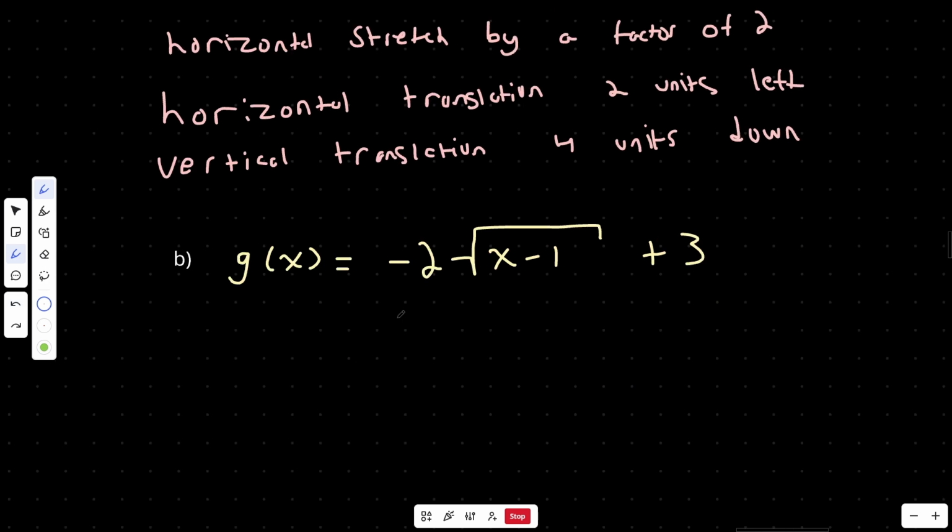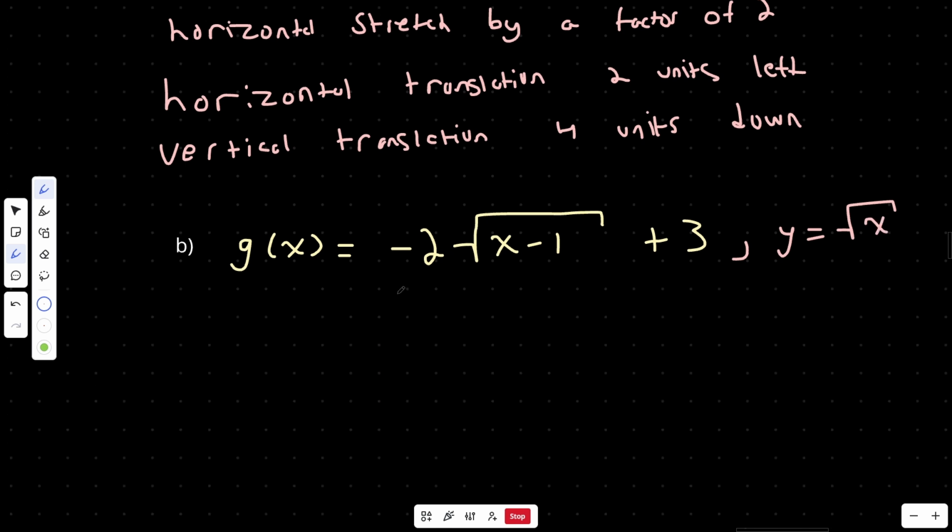So now let's move on to part B. We have the function g of x equal to -2 times square root of x minus 1 plus 3. So let's start by identifying our parent function. We have our base function, y is equal to the square root of x. That's our parent function. So now let's start by identifying some transformations. I'm going to start with the vertical stretch and reflection. What I'm noticing here is there is actually a negative sign here, and this signifies that we're dealing with a reflection. So I'm going to write that in. So we're going to say a vertical stretch.